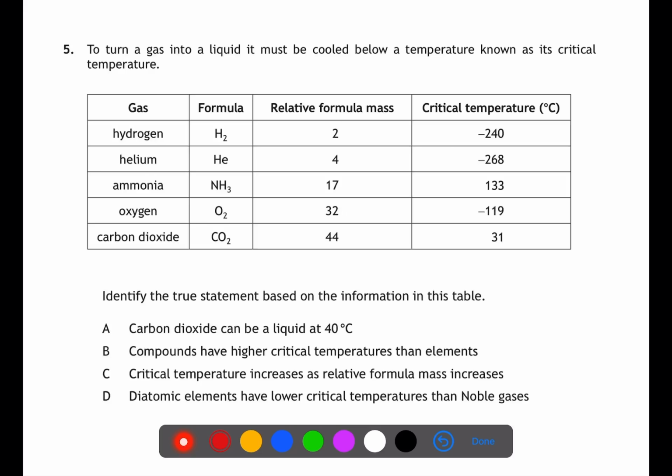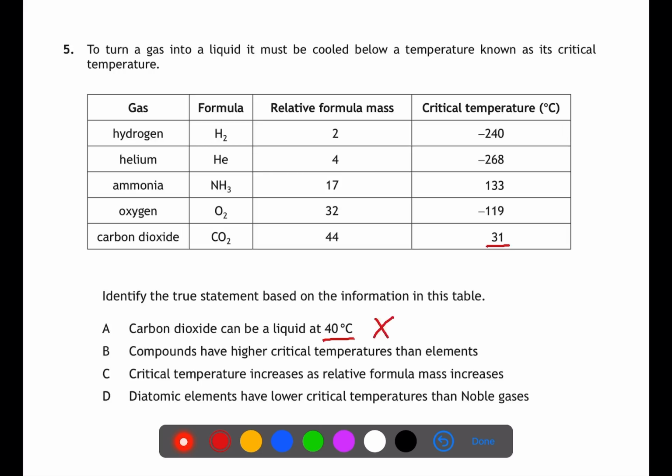Statement A, carbon dioxide can be a liquid at 40 degrees. This means that if we're cooling this down to 40 degrees, it will become a liquid. The critical temperature for carbon dioxide from the table is 31. This is the temperature at which we need to get to make it into a liquid. 40 degrees is higher, therefore this is not true.